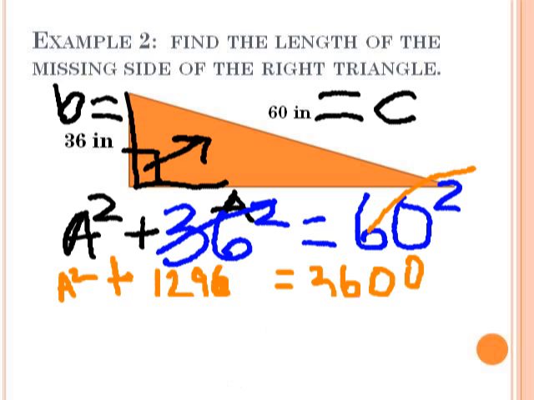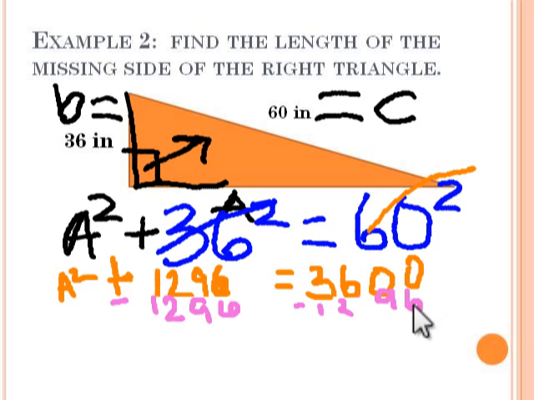Okay, so now comes the part that might be a little bit difficult for some people. We have to do some inverse operations because since we can't add 1296 to A squared, we're going to have to undo it. So we're going to subtract it on both sides. And so we're going to subtract 1296 on this side. And we're going to subtract 1296 on the other side, because remember, otherwise it won't stay balanced. What we do on one side, we have to do on the other side.